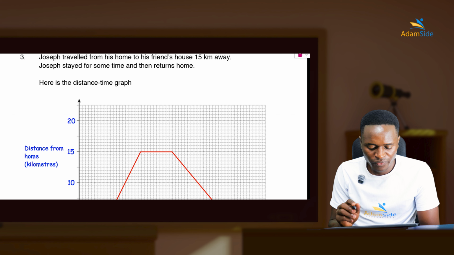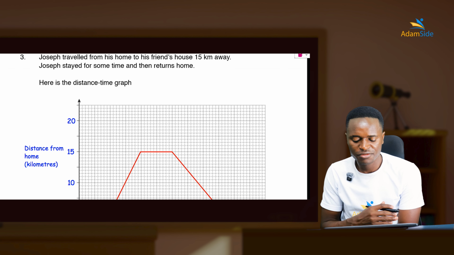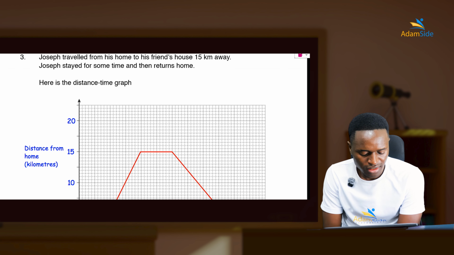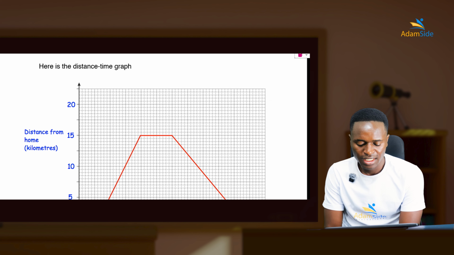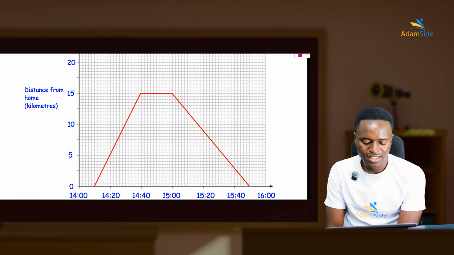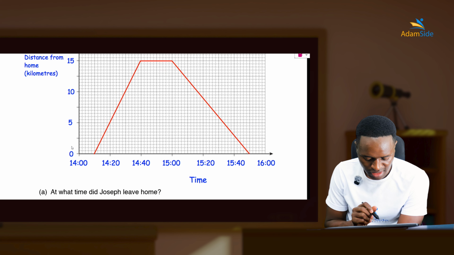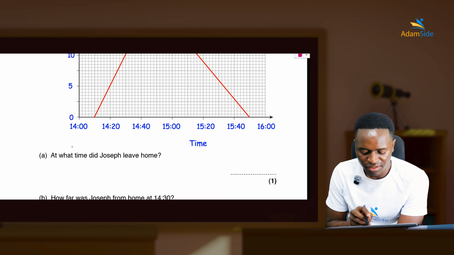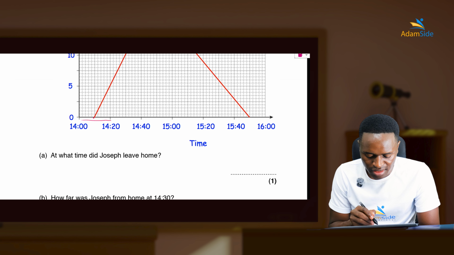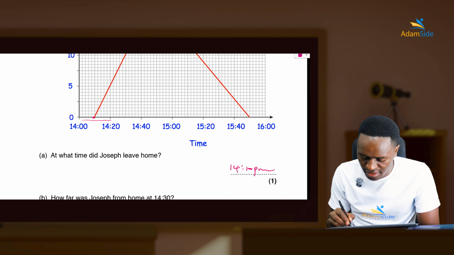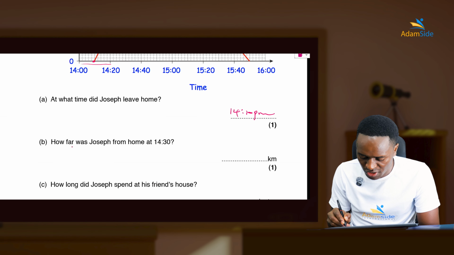Then question number 3. Joseph traveled from his home to his friend's house 15 kilometers away. Joseph stayed for some time and then returns home. Here is the distance time graph. At what time did Joseph leave home? You need to just understand the scale. Read the scale here. He left here. So you can see one box represents 2 minutes. So he left at 14:10.